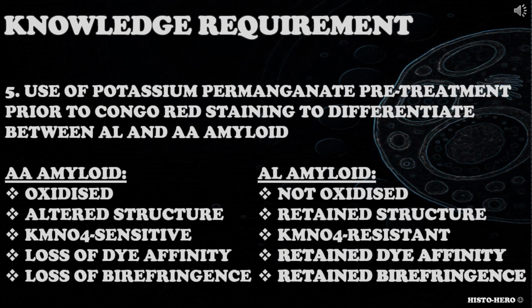The fifth knowledge requirement is use of potassium permanganate pretreatment prior to Congo red staining to differentiate between AL and AA amyloid. Candidate needs to have the knowledge and understanding about the role of potassium permanganate in amyloid differentiation. You could ask the candidate to explain, what is potassium permanganate pretreatment?